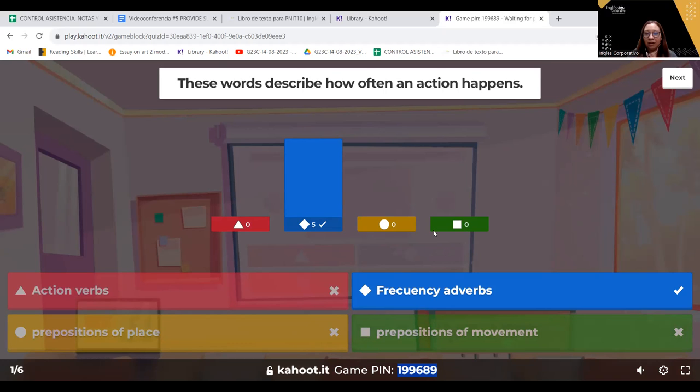Frequency adverbs. They are used to describe how often? Very good. Nice. Everyone got it correct.